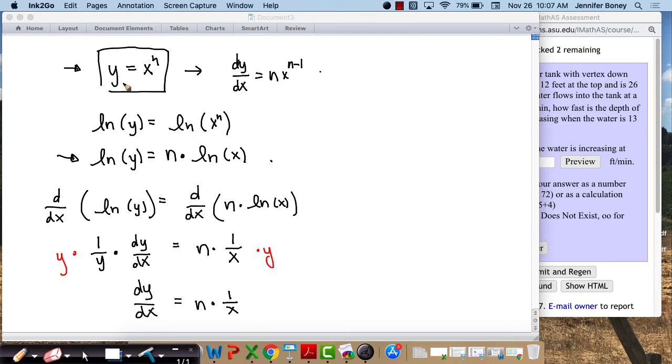But since I know actually how to explicitly define y as a function of x, y is the same as x to the n, I could write this. And by simplifying this right-hand side, 1 over x times x to the n, no matter what value n has here, this is going to be the same as x to the n minus 1. So I've got this constant n times x to the n minus 1 power. This is x to the negative 1, x to the n power. And here's our familiar power rule coming out from implicit differentiation.